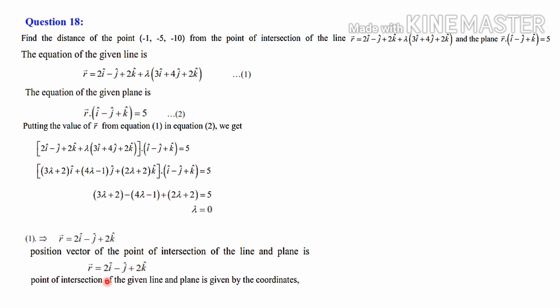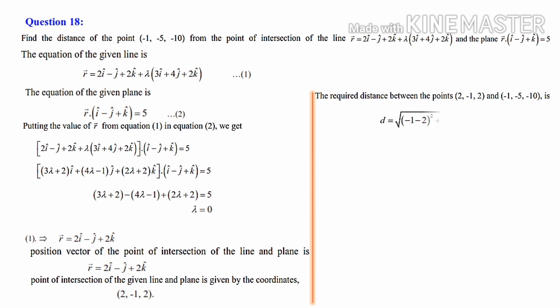So the point of intersection of the given line and the plane is given by its coordinates. We know how to go from the position vector to the points. From the position vector we can collect the i cap, j cap and k cap components, and we can write the coordinates: 2, -1 and 2. So this is the point of intersection of the given line and the plane. Now we have got one point here, and another point is this one. So we can go for finding out the distance.